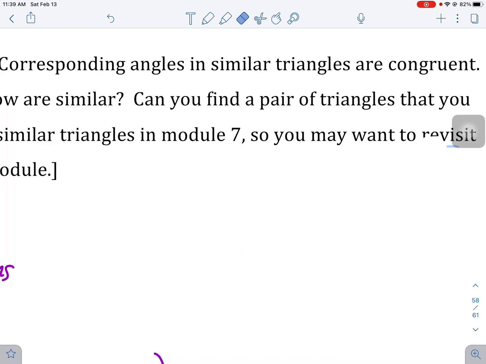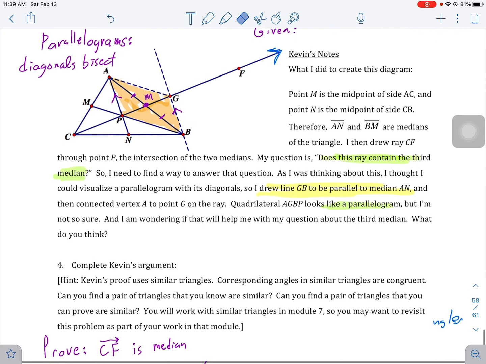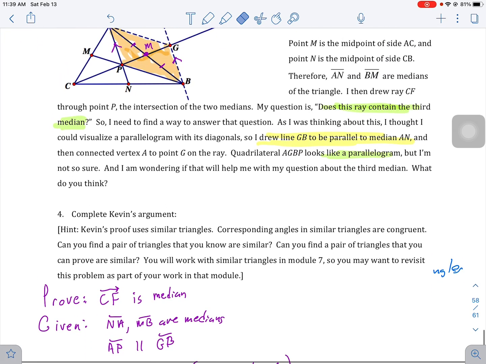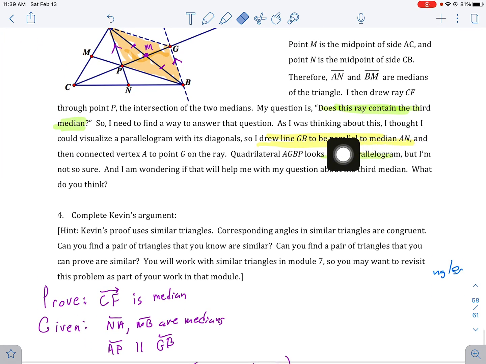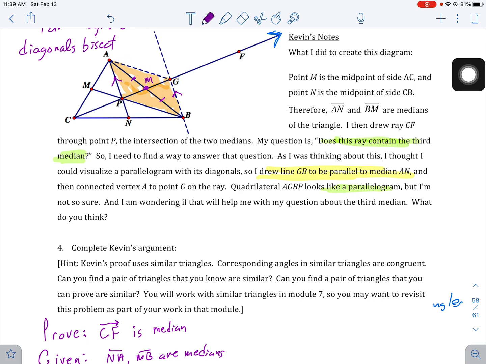All right, let me clean this up a little bit. And let's look at what we're doing here. So the question is, if you have a ray right here, this is DF. So this ray that I'm doing in blue, right here, if I already have two medians and that ray intersects with P, is it also a median? So that's what we're trying to figure out.